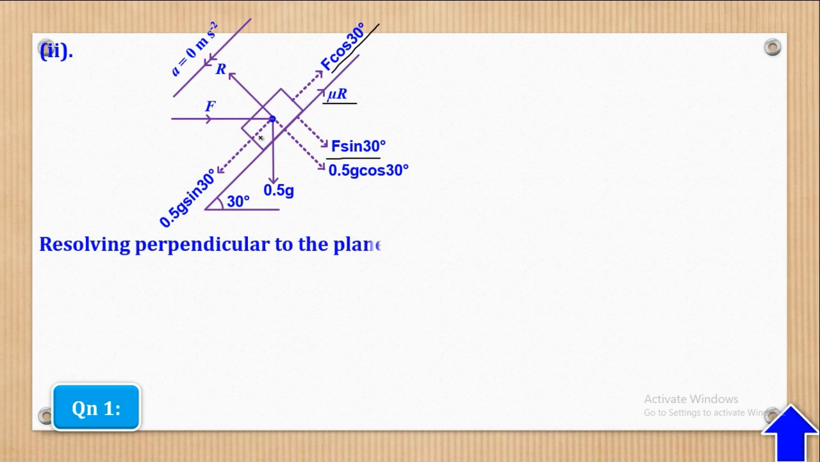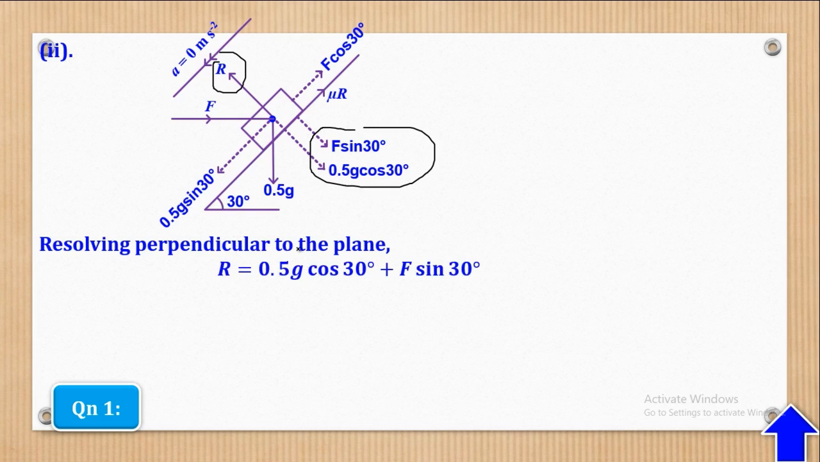Next is to resolve perpendicular and parallel to the plane. So perpendicular to the plane, R will be equal to these two forces. So you shall come and write that R is equal to 0.5 g cos 30 plus F sine 30.